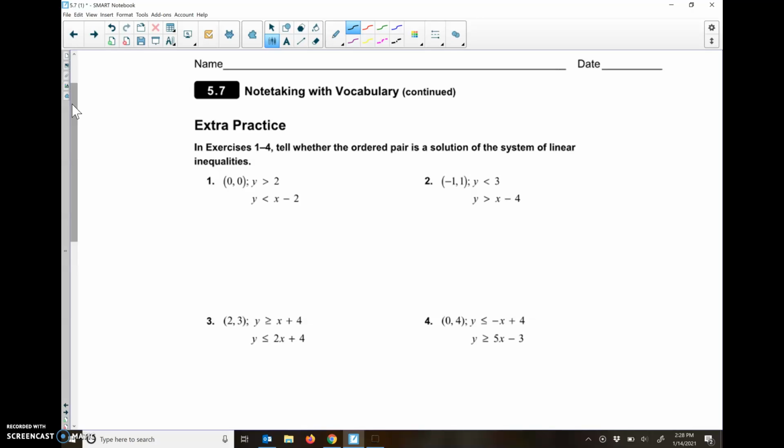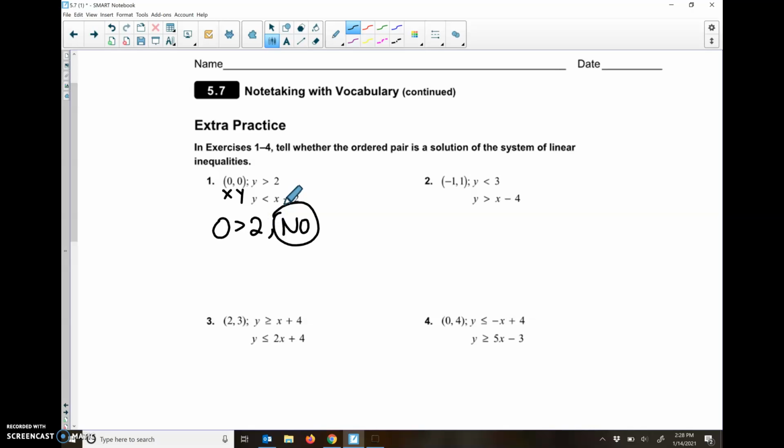So the first four questions, it's just asking whether this is a solution. So remember, this is x, this is y. And in order for it to be a solution, it needs to work for both inequalities, the top and the bottom. So if I plug in here, this top one says y is greater than 2, and y is 0. So is 0 greater than 2? Well, nope, that's not true. 0 is not greater than 2.